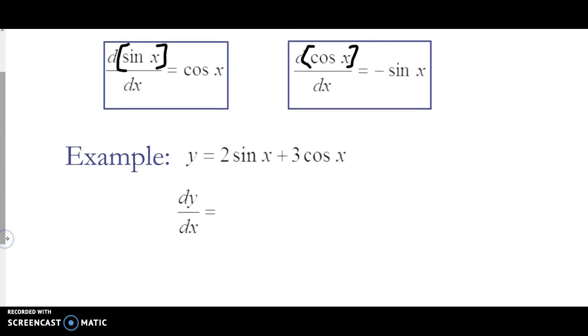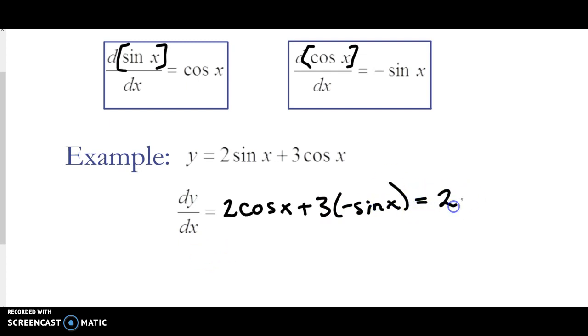So here's our first example. We're given that y is 2 sine of x plus 3 cosine of x. So to find its derivative, it's 2 times the derivative of sine of x, which is cosine of x, plus 3 times the derivative of cosine of x, which is negative sine of x. And obviously, we want to make this look a little bit prettier, so there it is. Wonderful. Not too bad, eh?